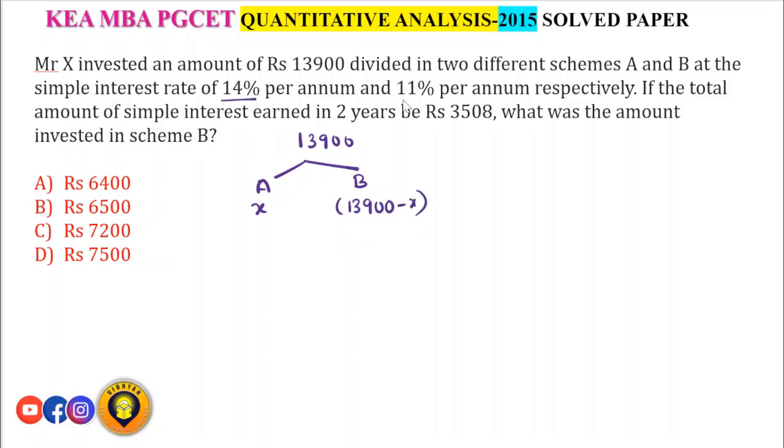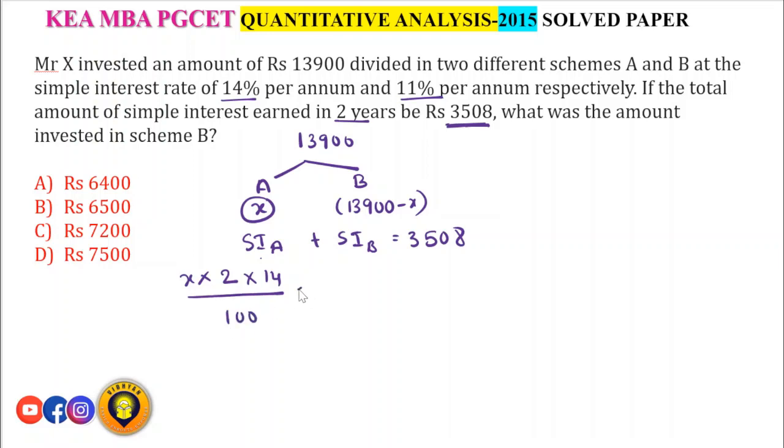Rate of interest is 14% in scheme A and 11% in scheme B. They invested for 2 years and the total interest earned is 3508. So SIA plus SIB together is equal to 3508. You know the simple interest formula, PTR by 100. Here the principal is X, time period is 2 years, rate of interest 14% divided by 100, plus the amount 13,900 minus X, time period 2 years, rate of interest 11% divided by 100, equals 3508.